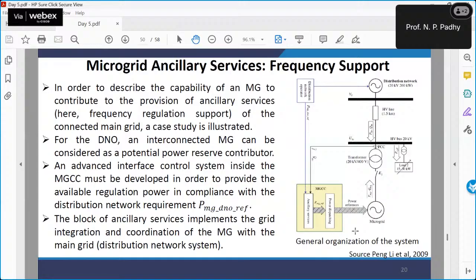a study is illustrated. Okay, for the distribution network owner, what is a distribution network owner? A distribution network owner means a company or a body that looks after the distribution system. An interconnected microgrid can be considered as a potential power reserve contributor because the distribution network owner actually has a lot of things and a lot of sources, a lot of microgrids, a lot of distributed generators.